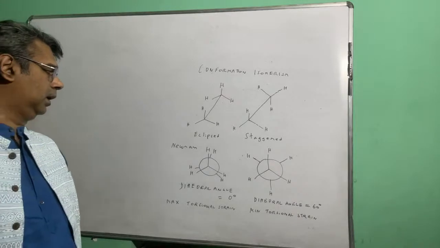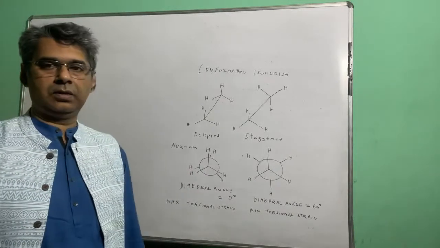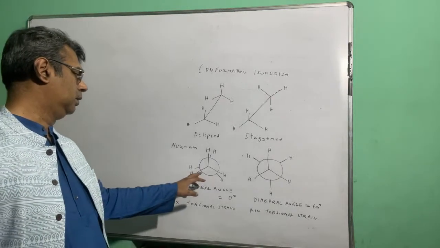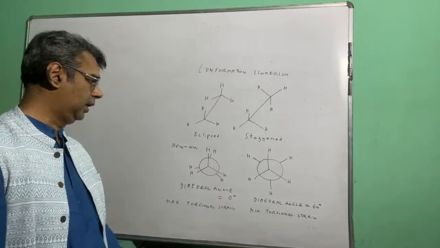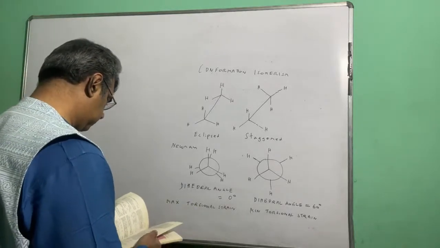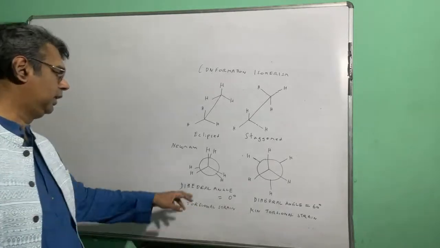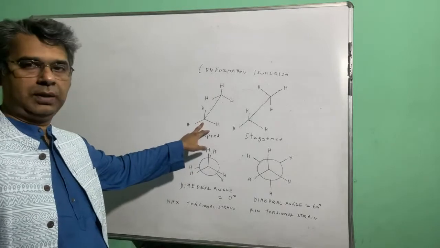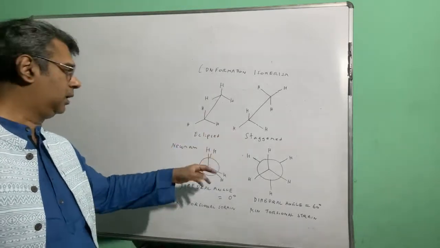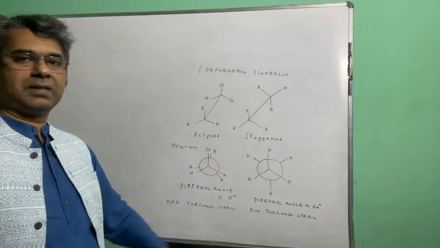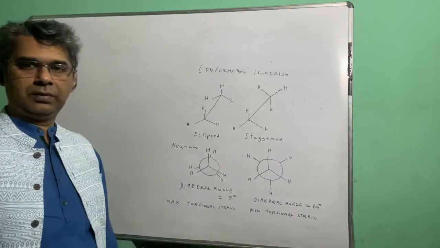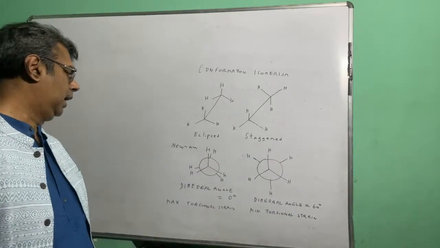Okay, now there was a scientist called Newman. He gave a suggestion that the front carbon you can show the way it has been shown over here with the three hydrogens, but the rear carbon, the back carbon, you can show it with a circle, and you can show the three hydrogens coming out of the circle like this.